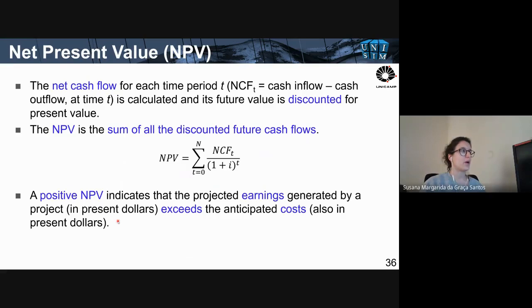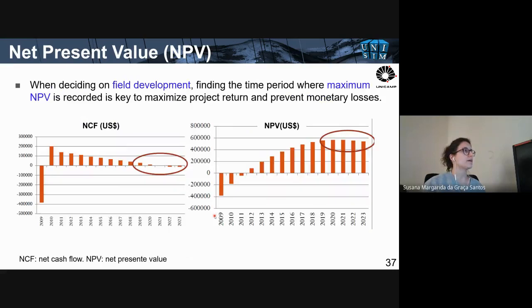And the idea is that a positive NPV indicates that the projected earnings generated by a project exceed the anticipated costs. So if you have a positive NPV, usually it's a go-ahead. We can proceed with the project.